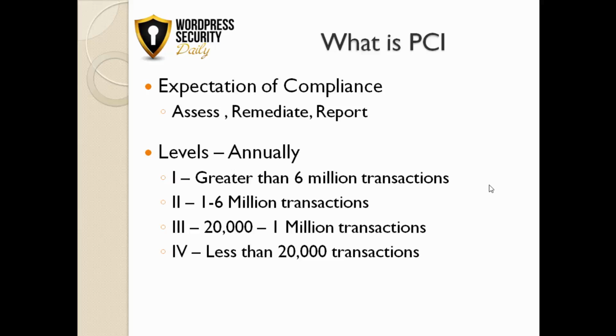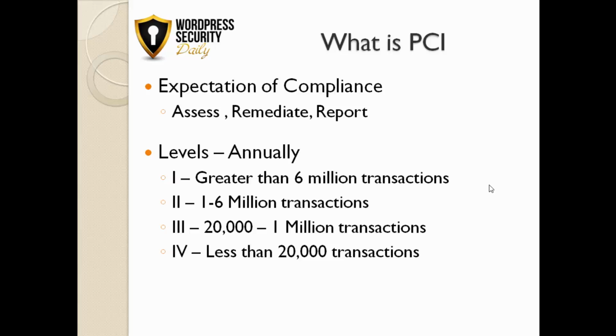Okay, so the levels, annually. Again, there's level 1 through 4. Level 1 has greater than 6 million transactions. If you do more than 6 million transactions in a year, and this applies to a point of sale system, like your local Subway or retail chain that you can buy stuff from, you fall into a level 1. Now that would be the case with, let's just say, Subway. I'm sure they go through more than 6 million transactions in a year. But that's across all of their franchises. So how does that work?